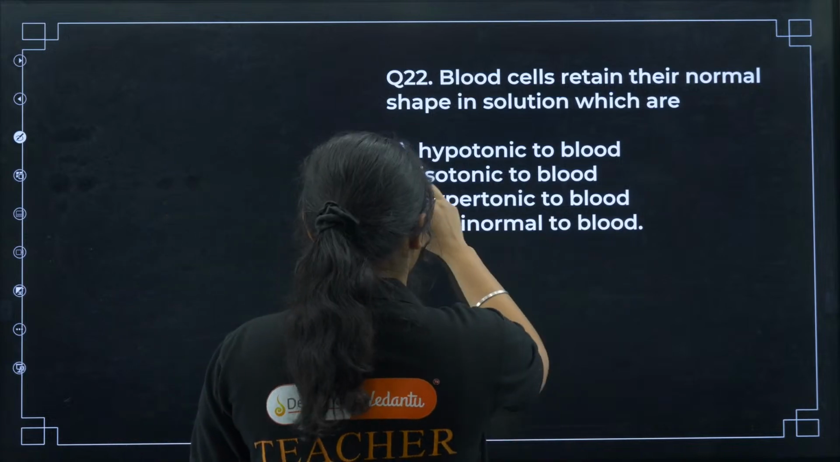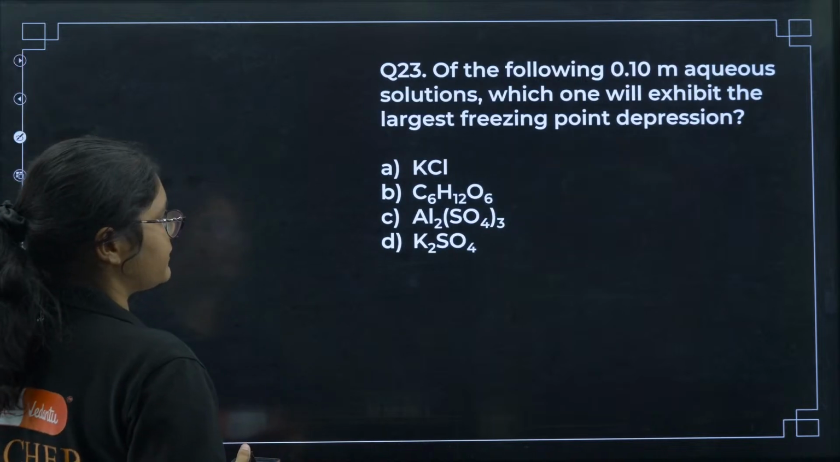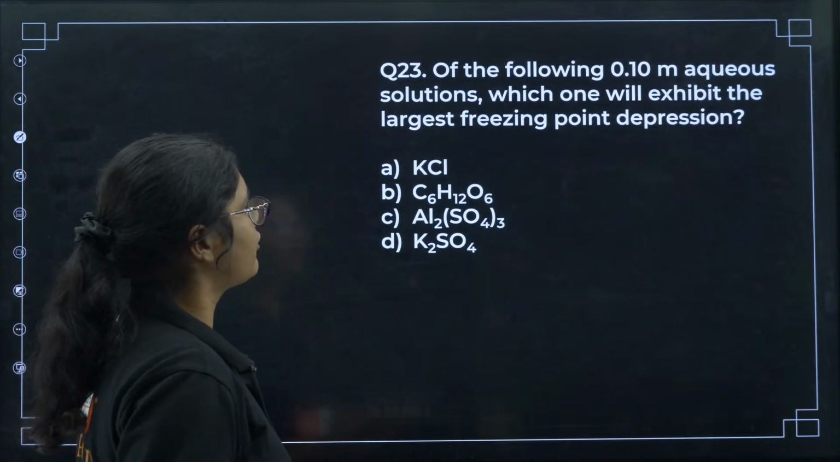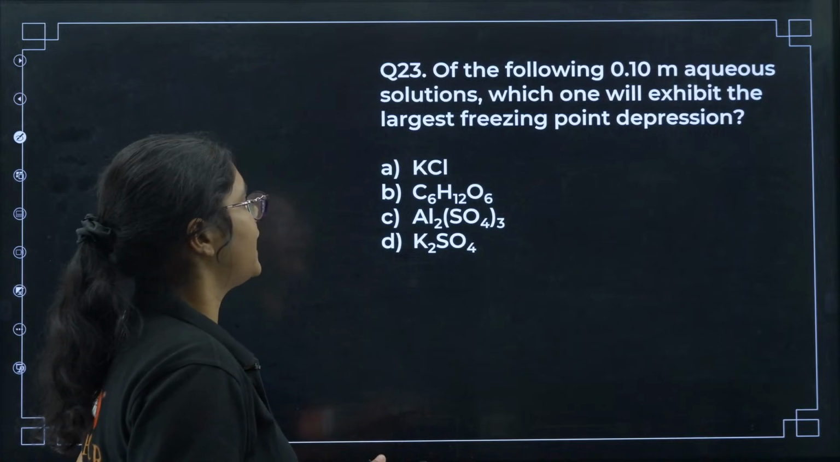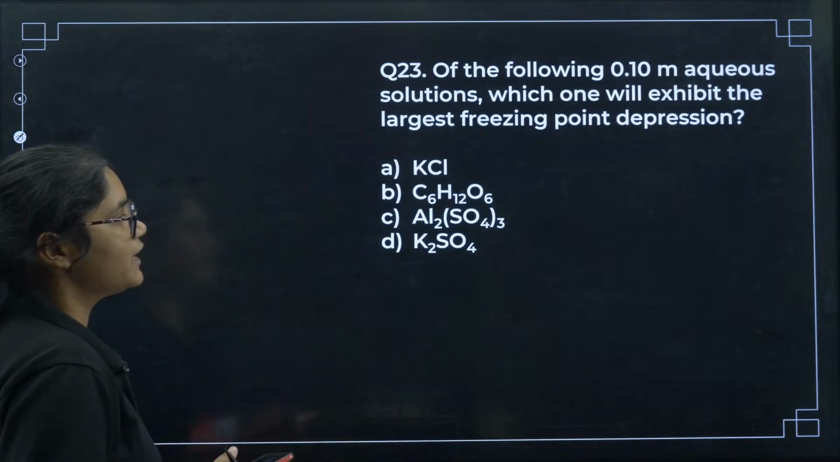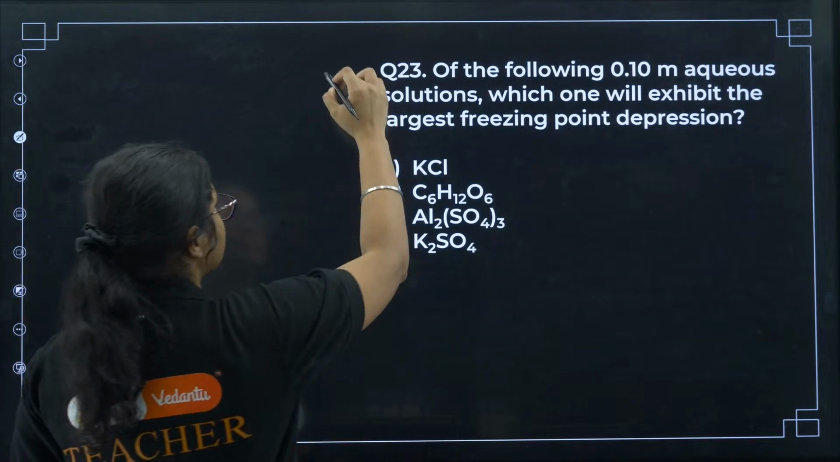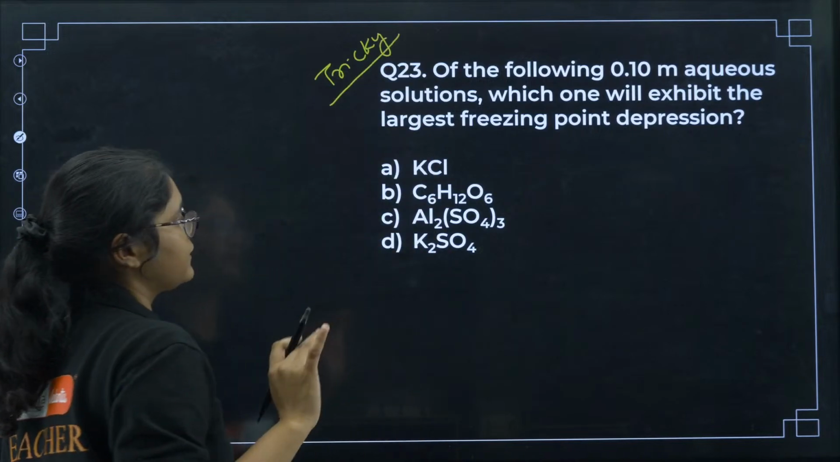(22B), yes, isotonic solution is the correct answer for this one. There the shape will remain constant. Next, of the following 0.01 molar aqueous solutions, which one will exhibit the largest freezing point depression? Where you will have the largest freezing point depression, this is also a very tricky question, students.